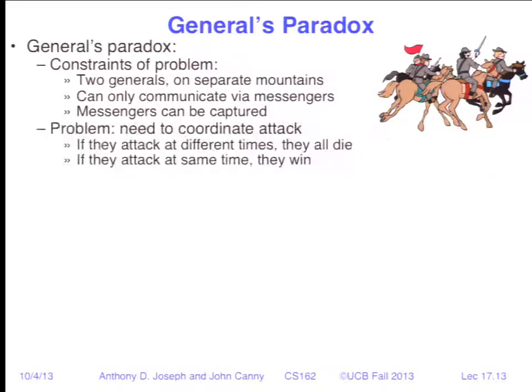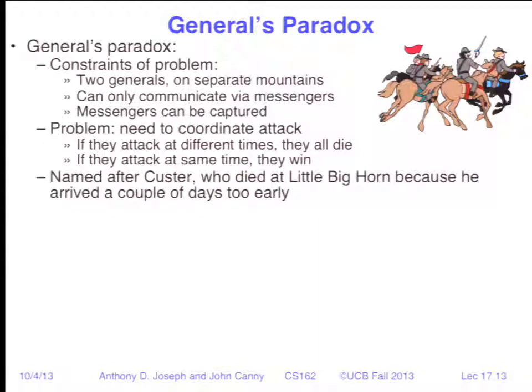So the problem now is we need to coordinate our attack. If one general attacks and then the other one, we fail. Because if the first general attacks, he gets slaughtered. Then the other general comes down, gets slaughtered too. So they have to coordinate and attack at the same time, and then they'll win. This was named after Custer because he arrived at Little Bighorn a few days early and didn't survive. Now, infinite number of messengers, two generals, have to pick a time.